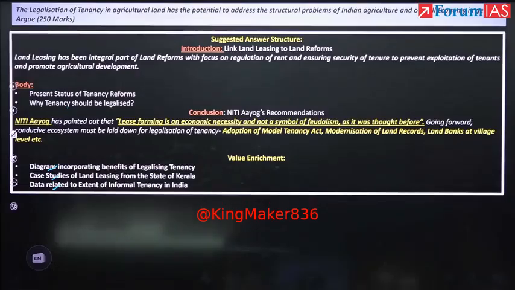Come again? Which regulations, as in like? Because it is state specific. What will you write? Had there been only one law, you could write with that. But it is state specific. Different states have different legislations on facilitating leasing. So it's very difficult to write that.